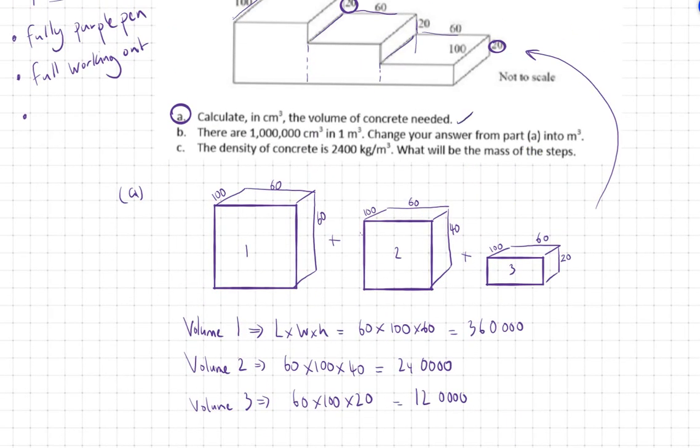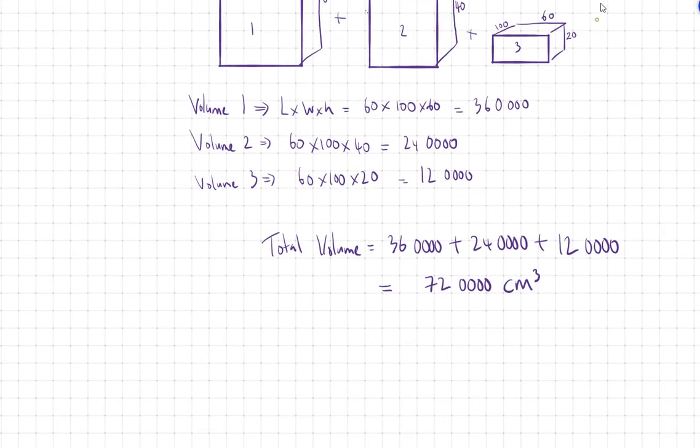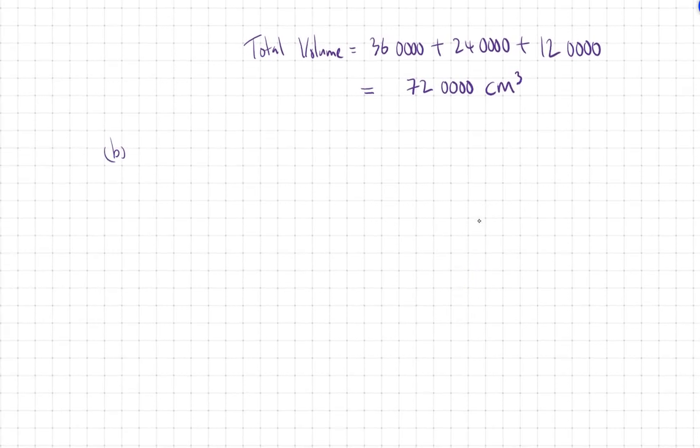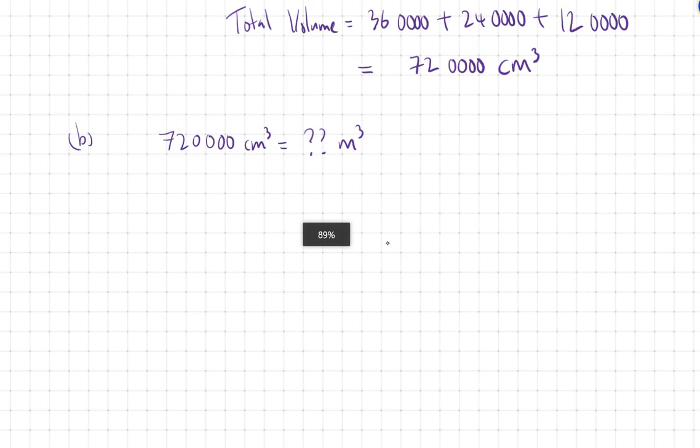Now the second question says there are 1 million centimeters cubed in 1 meter cubed. Change your answer to meters cubed. The answer that we've calculated is in centimeters cubed. So for question B, we need to convert this into question mark meters cubed. What I do know is that 1 million centimeters cubed is equal to 1 meter cubed.